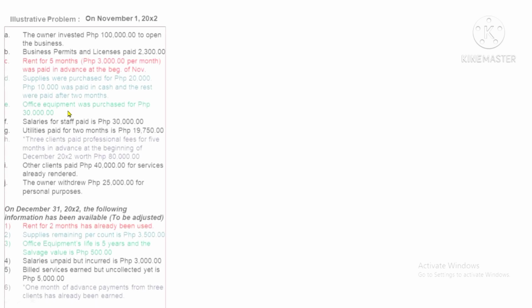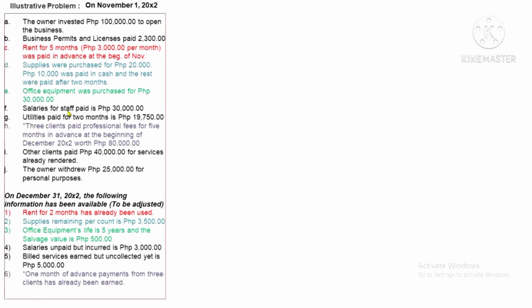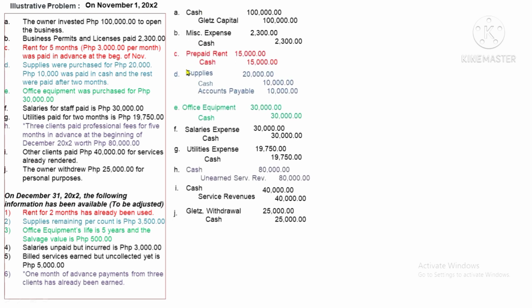Now let's recap. On episode 1, we answered the question, what is accounting and what do accountants do? On episode 2, I introduced this illustrative problem, which will be used for this whole series. On episode 3, this first set of transactions has been journalized, and these are the journal entries, while this set of transactions has been ignored or was not yet tackled.